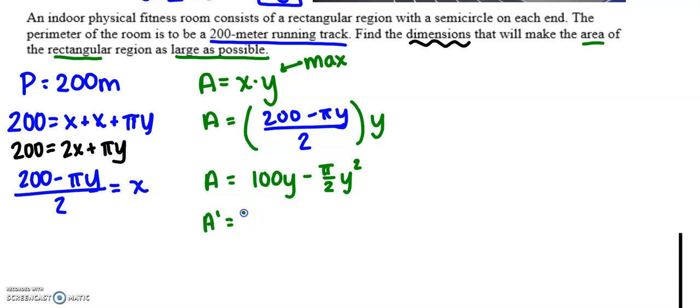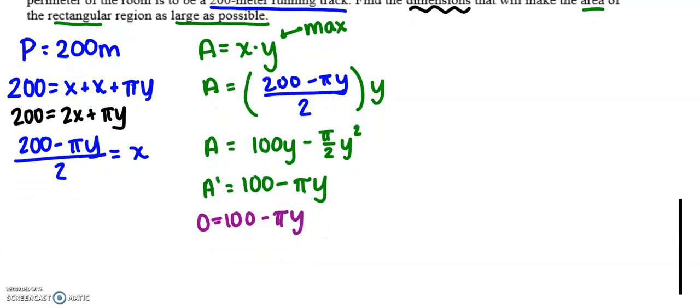A prime is going to be equal to 100 minus, the 2 is going to swing down, and I'm going to get pi y. So I have to consider where this derivative is equal to 0, and where this derivative may be undefined, but because we don't have a denominator at all, we don't have any undefined critical points, right? Add the pi y over, so pi y equals 100, which means that y is equal to 100 over pi.